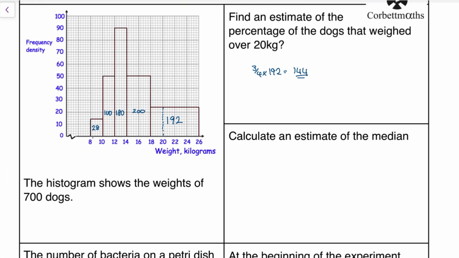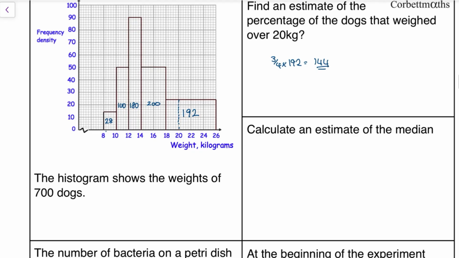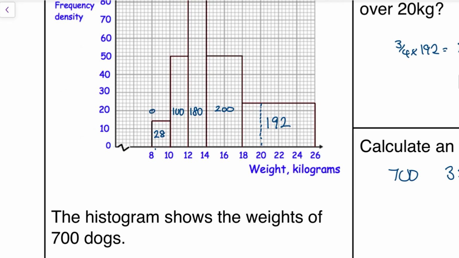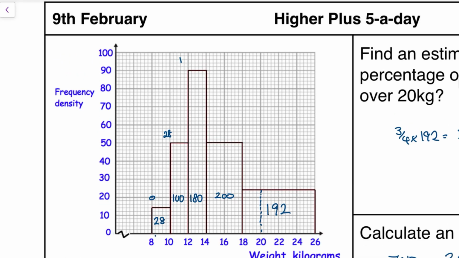Excellent. Next question. Calculate an estimate of the median. I have 700 dogs. So my median dog is the 350th. What I need to do is work out which bar that dog lies in. So if I do a cumulative frequency, I start here and this goes up to 28. So in other words, there's 28 in the first bar. Then the second bar goes from 28 to 128. Then the third bar goes from 128 to 308. And it's going to be the next bar, isn't it? And the next bar goes from 308 to 508. So my median dog is going to be within this bar here.